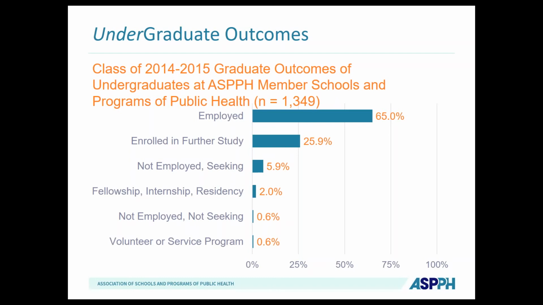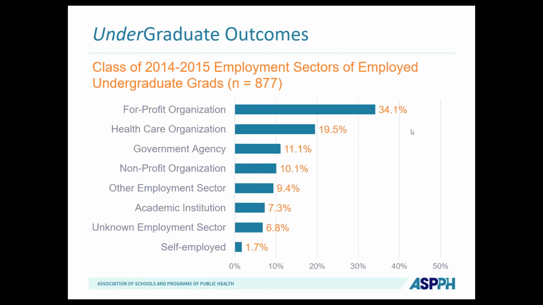Now, of those employed undergraduate graduates, we have employment sectors for 877, and 34% are working with a for-profit organization. Almost 20% are working at a healthcare organization, and 11% are working at a government agency.